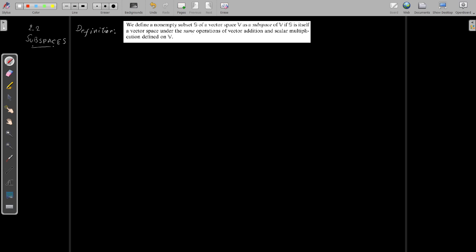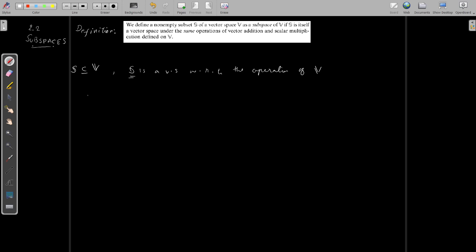We define a non-empty subset S of a vector space V as a subspace of V if S is itself a vector space under the same operations of vector addition and scalar multiplication defined on V. That is, if V is a vector space and S is a subset of V, then this S is a vector space with respect to the operations of V. That means the 10 axioms should be satisfied by this S with respect to the operations of V. Okay, then we can say that this S is the subspace.